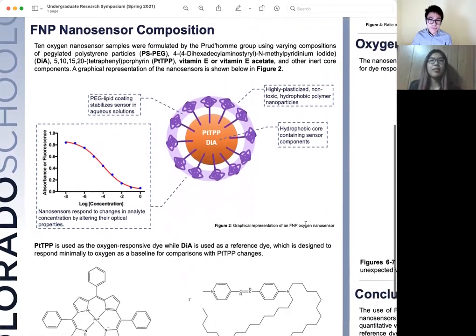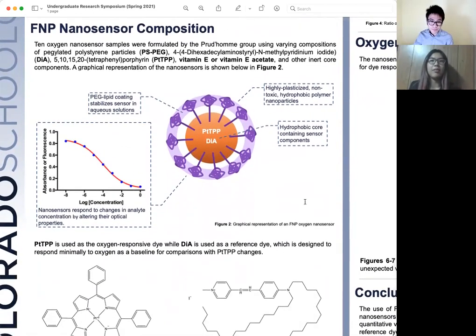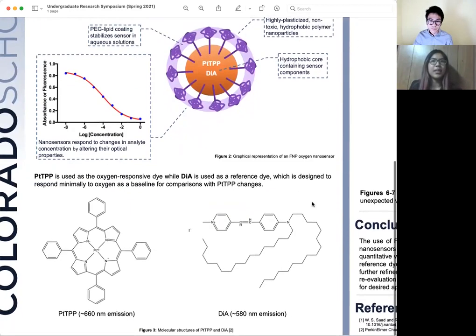We tested 10 different nanosensor samples that had varying compositions of polystyrene PEG, Di-A, PTTPP, and vitamin E or vitamin E acetate. In these sensors, PTTPP acts as the oxygen responsive dye, and Di-A acts as a reference dye, which is used as a baseline for comparisons.